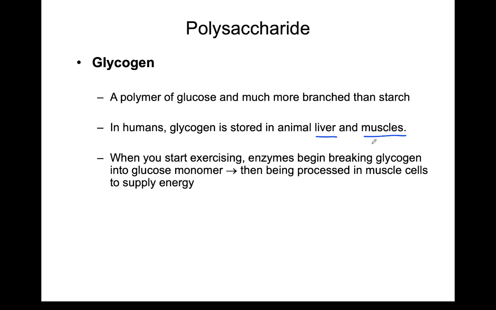Plants can store starch, but plants cannot store glycogen. But animals, including humans, can store glycogen as a polysaccharide, but not starch. Even though you eat a potato, you just take some energy, and the rest is going to be removed through the feces. So the human body can store glycogen but not starch.